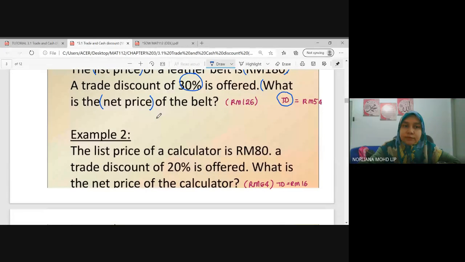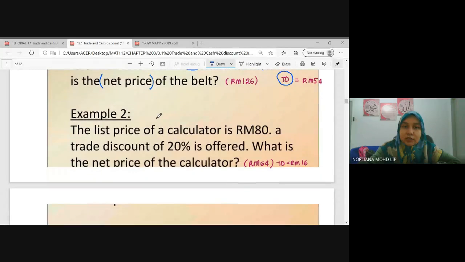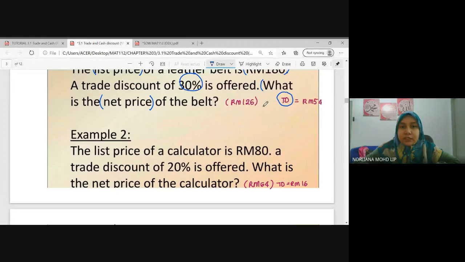Okay, look at a second example. The list price of a calculator is RM80. A trade discount of 20% is offered. What is the net price of the calculator? So first, calculate the amount of trade discount. The amount of trade discount is the percentage of discount, 20%. So 0.2 lah. Convert 20% into decimal number, so 0.2. Then multiply with the list price, RM80. So we get the amount of trade discount is RM16.